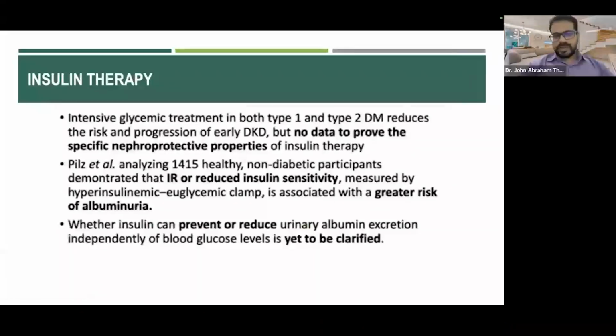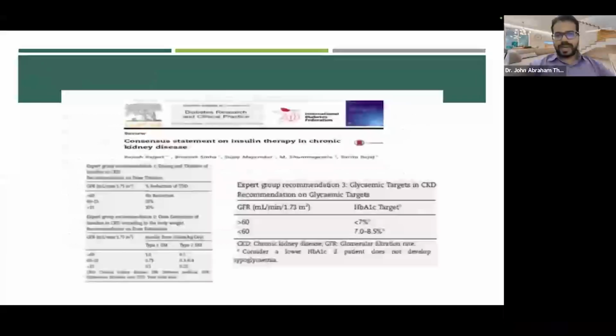Then regarding insulin therapy, intensive glycemic treatment in both type 1 and type 2 diabetes reduces the progression of early diabetic kidney disease, but there is no data to prove specific nephroprotective properties of insulin therapy. And Pilz et al. analyzed 1,415 healthy non-diabetic participants, and found that insulin resistance or reduced insulin sensitivity, measured by hyperinsulinemic euglycemic clamp, is associated with a greater risk of albuminuria. So whether insulin can prevent or reduce urinary albumin excretion independently of blood glucose levels is yet to be clarified.